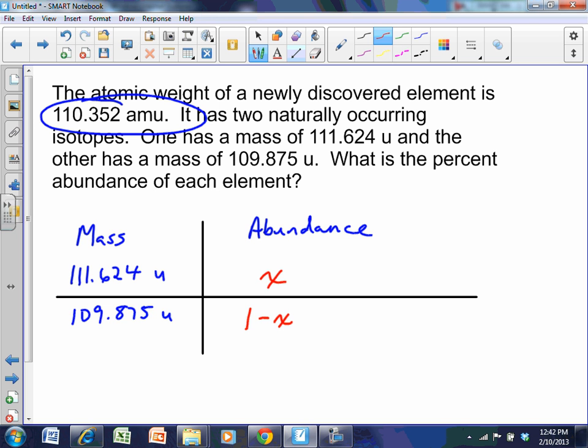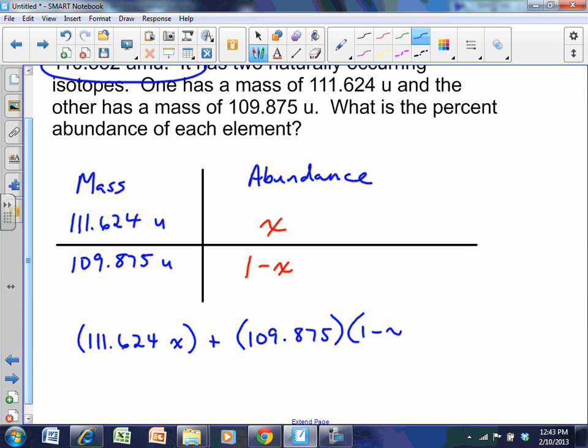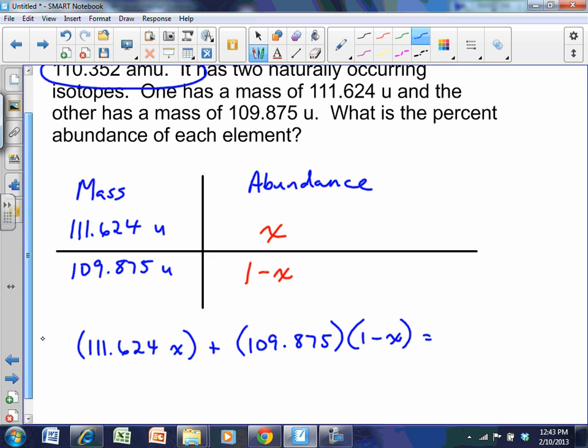Okay? So setting up your average atomic mass, you know that you multiply the mass by the abundance. So 111.624X plus 109.875 times the quantity 1 minus X equals the average atomic mass, which is 110.352.